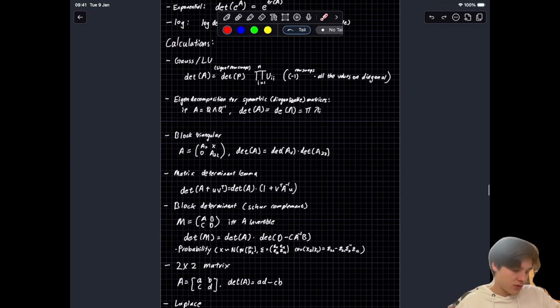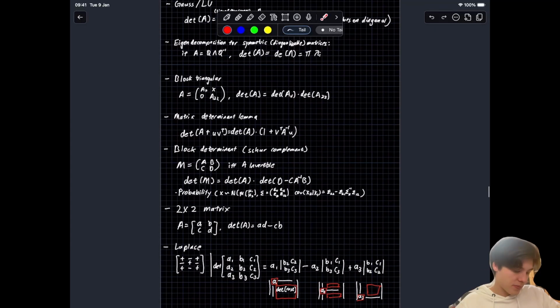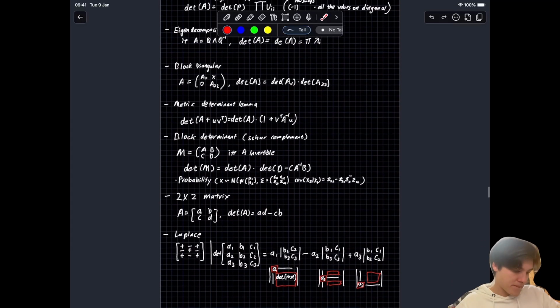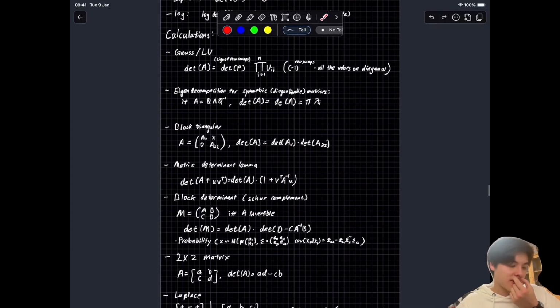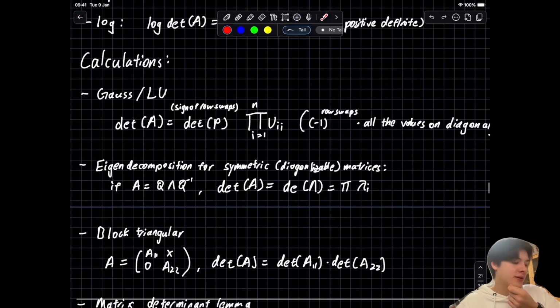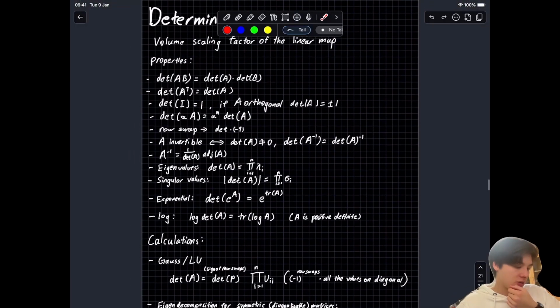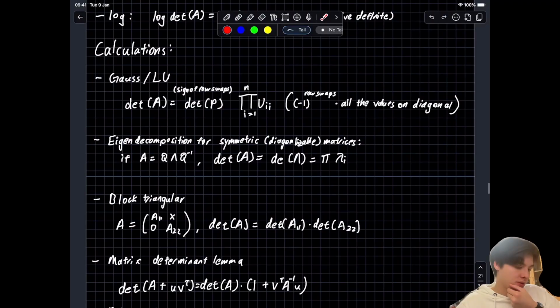What did I do here? Oh, how do we calculate eigen... Oh, how do we calculate the determinant?